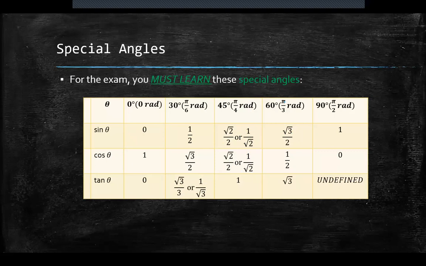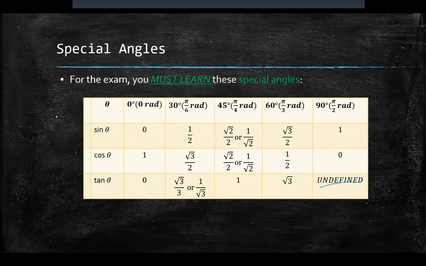Cos of 60 or pi on 3 radians is a half. Tan of 60 or pi on 3 radians is root 3. Sine of 90 is 1, or pi on 2 is 1. Cos of 90 is 0. Tan of 90 is undefined.